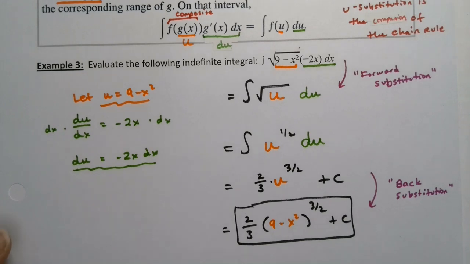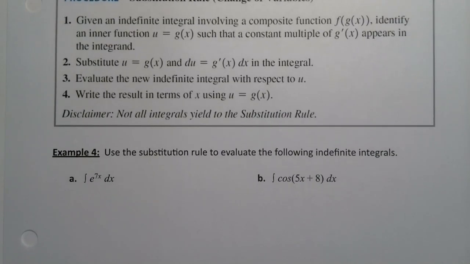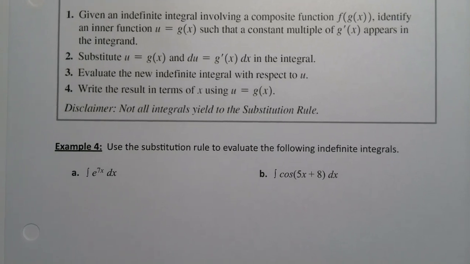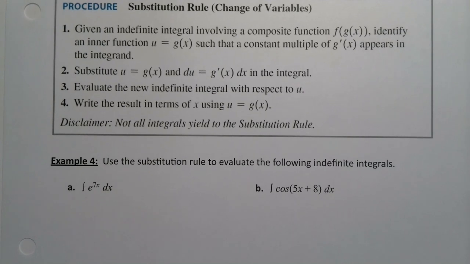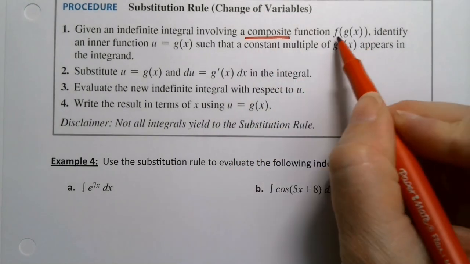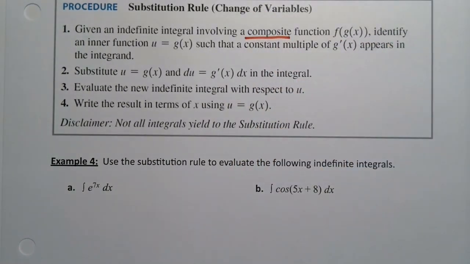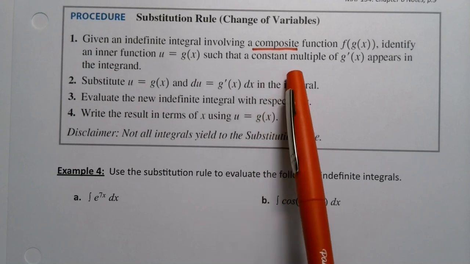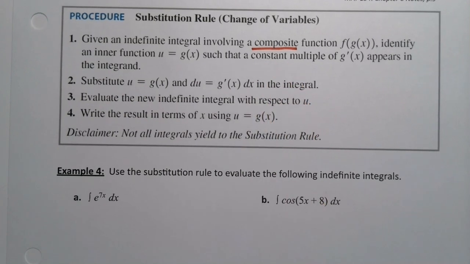Now let's practice some more with U-substitution. So given an indefinite integral involving a composite function f of g of x, see there's that composite again, right? That composite function, one nested inside another. Identify the inner function such that a constant multiple of the derivative appears in the integrand. That's the trick. That does not always happen. So if it's going to work, it's going to have to be there. Substitute u and du and so on.